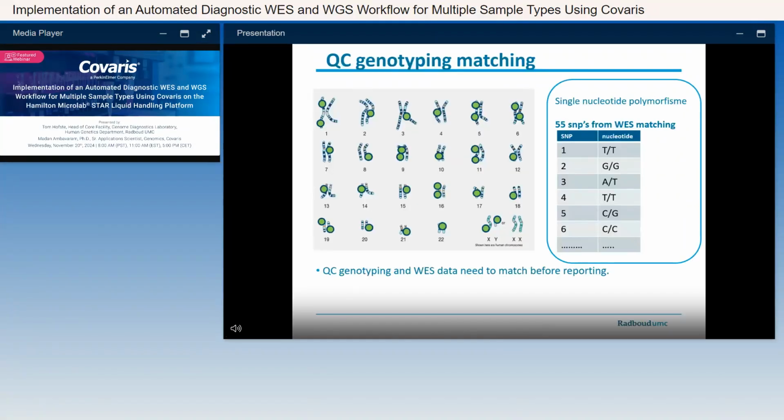You have seen the QC SNP profiling after the normalization. We did the 55 SNPs after normalization, but we will also take these 55 SNPs out of our exome data and make a comparison. If it's matching, then we know exactly, okay, this is still the patient and we can start reporting. If we see a mismatch, then we know there is a sample swap somewhere. So then we stop directly and need to complete everything again. So we are secured with this test that the patient is still the patient.